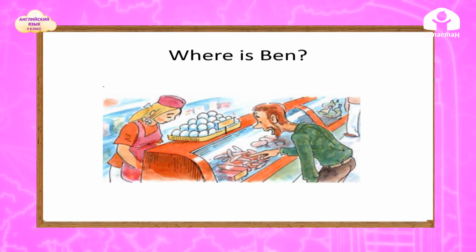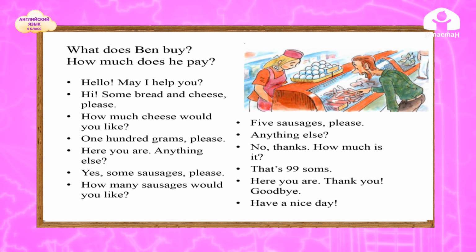Look at the picture. Where is Ben? Yes, he is in a grocery shop. What does he buy? Eggs, sausages, or maybe cheese? Let's read the dialogue and find it out. What does he buy and how much does he pay?